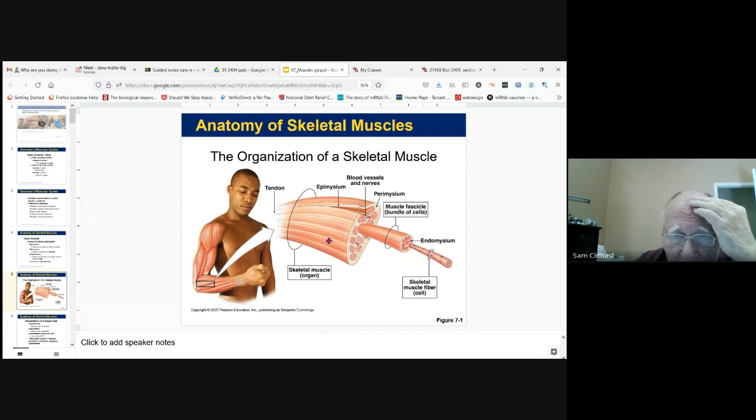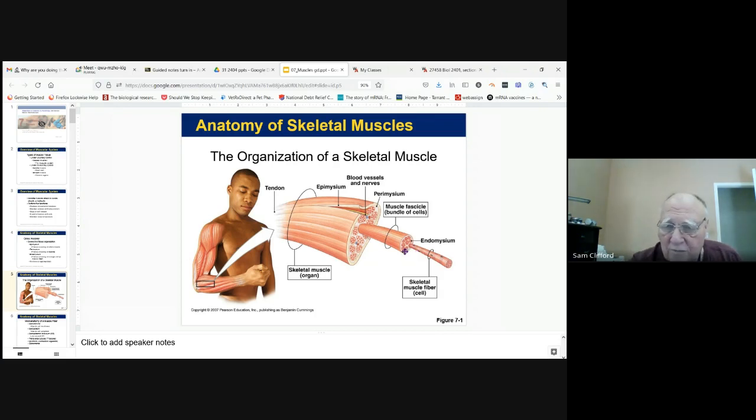So if you look at one muscle, you have a tendon attaching the muscle to bone. The entire muscle is surrounded by a connective tissue covering called the epimysium. There are blood vessels and nerves coming into the skeletal muscle because it can only contract if it's stimulated by a nerve. The whole muscle is a bundle of fascicles. The covering around the fascicle is called a perimysium. Then the surrounding connective tissue around each muscle cell is called the endomysium.